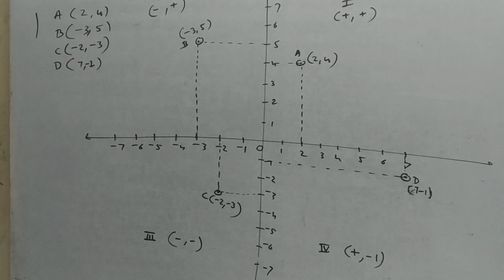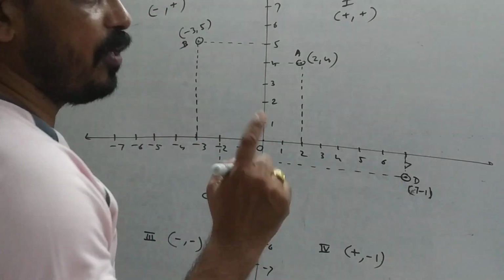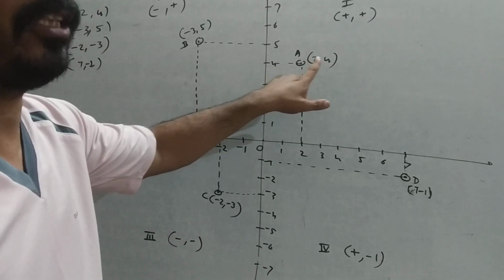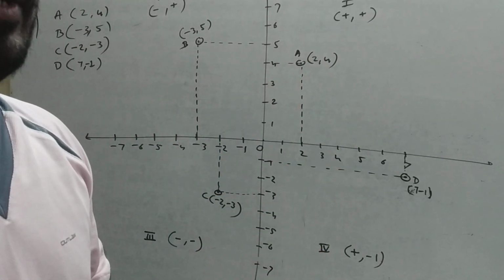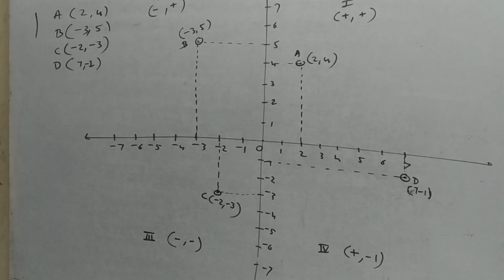Now according to you, what will be the coordinates of the origin? The coordinates of the origin are (0, 0). First we always write the X coordinate, then we write the Y coordinate. X coordinate is called abscissa, Y coordinate is called ordinate. And I want you to complete exercise 3.2. What we have drawn on the board, you will draw in your fair copy, and also you will do exercise number 3.2 completely.